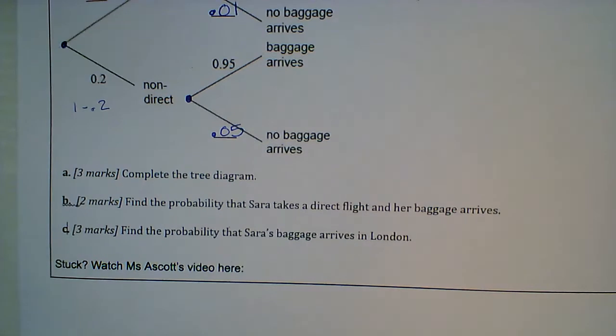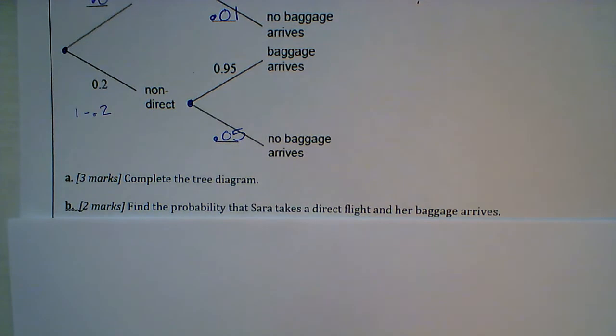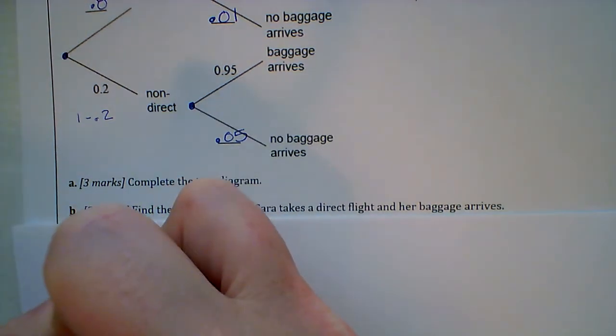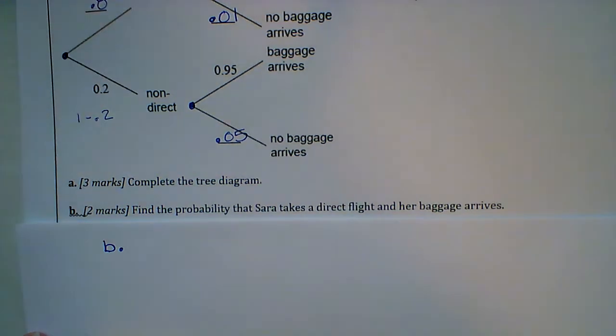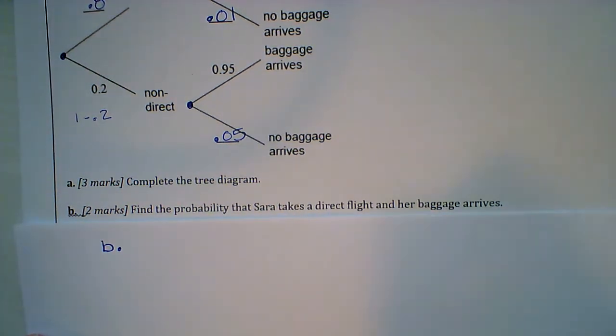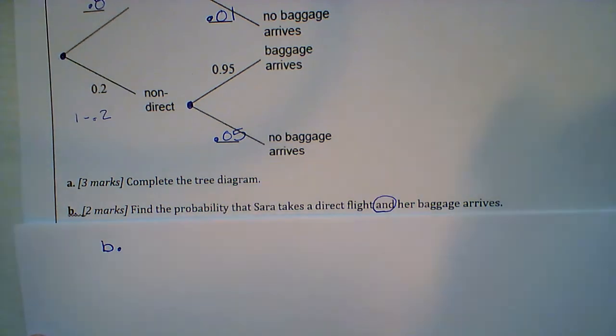So now I'm going to look at part B, which asks me to find the probability that Sarah takes a direct flight and her baggage arrives. What's the key word in this sentence that's going to help us out the most? Can you spot it? We talked about it in the previous videos. It's this word "and" right here, because this tells me what the math to use is.